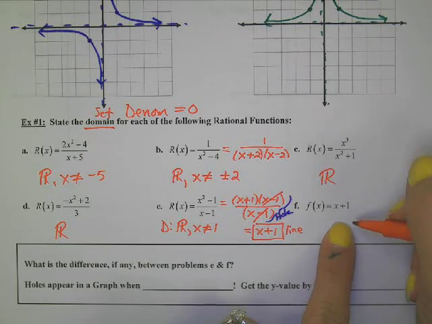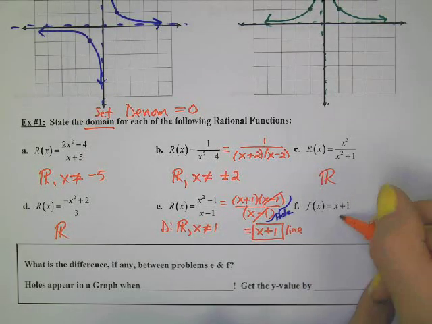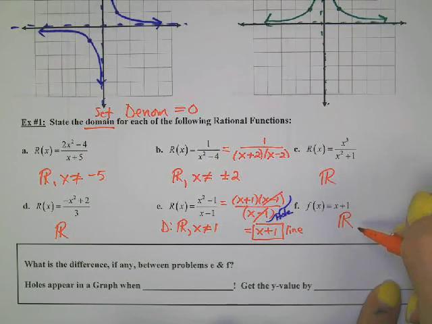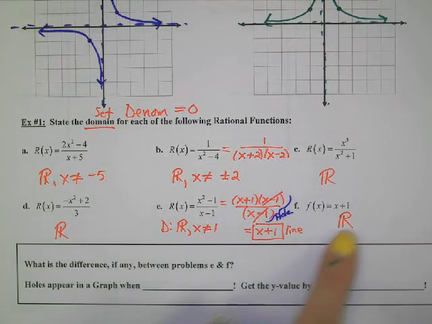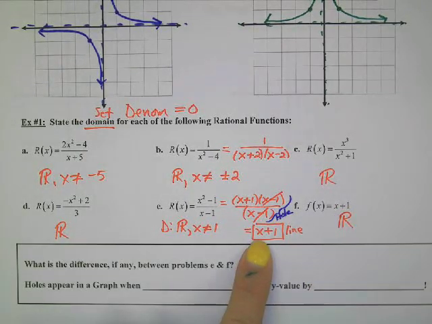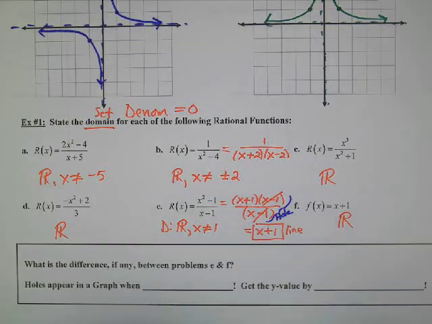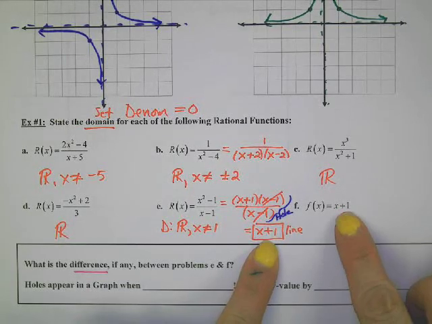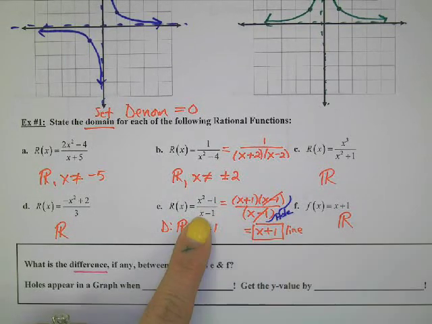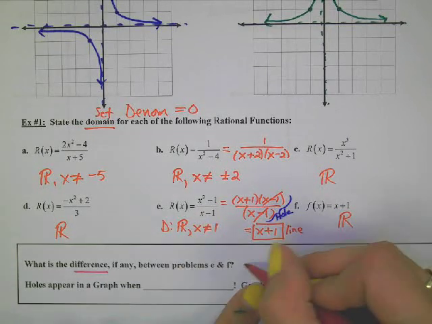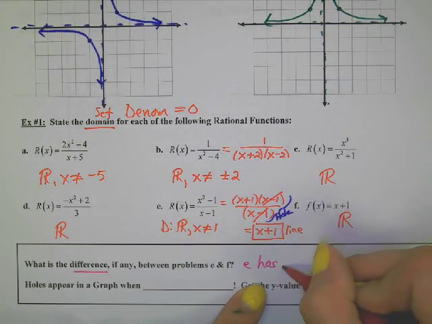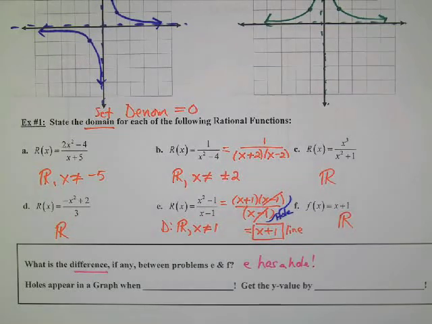Part F, I see no denominator. That's just a linear line. His domain is going to be all reals. Well, F kind of looks like question E. So what is the difference then between problems E and F? Because they both look like lines, but E didn't start off as a line, did he? E has a hole in the graph.